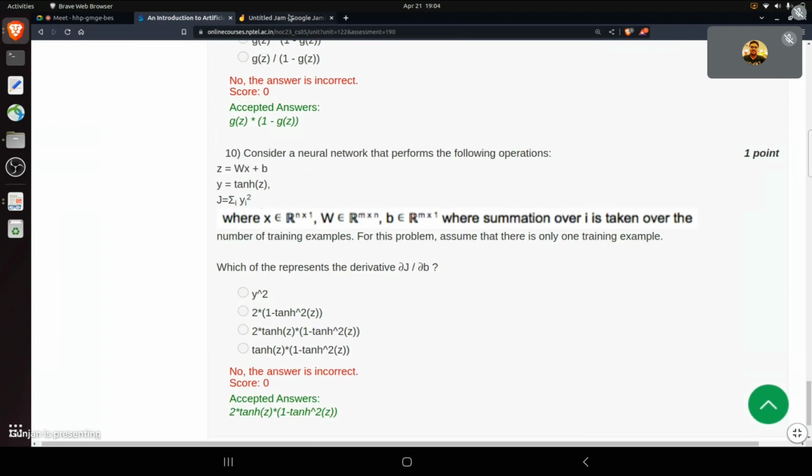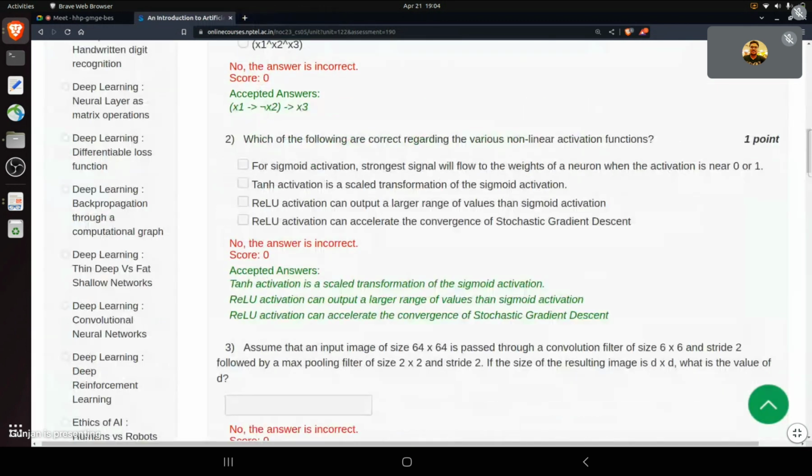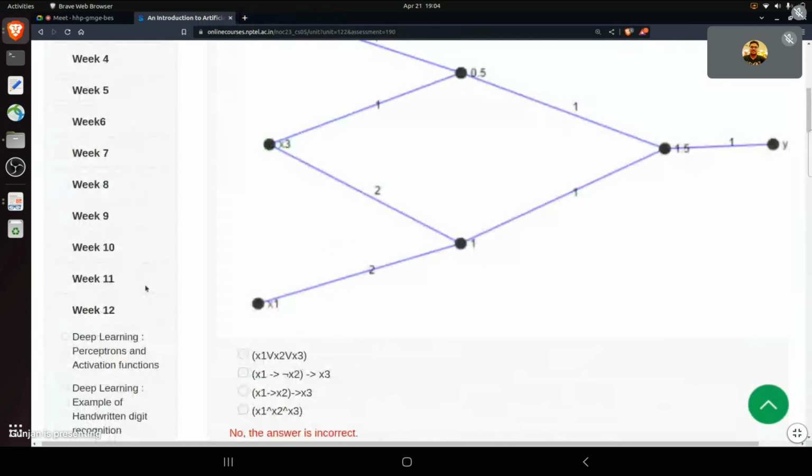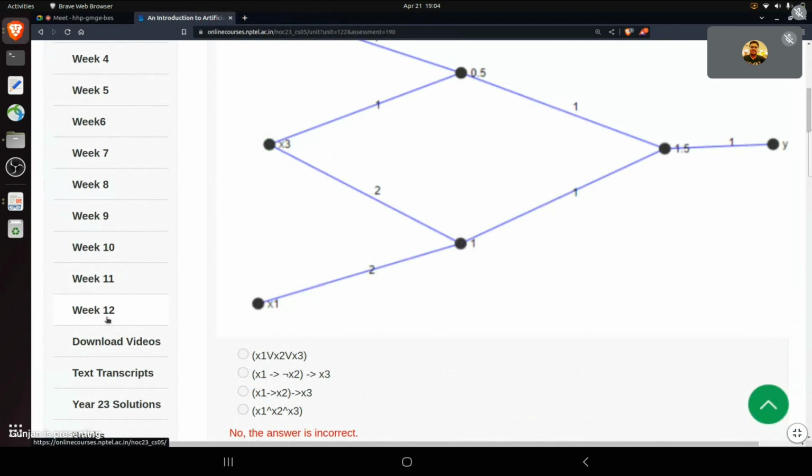Okay, so with that we have come to an end. If there are any questions related to the code, not the administrative part, I will clarify that.